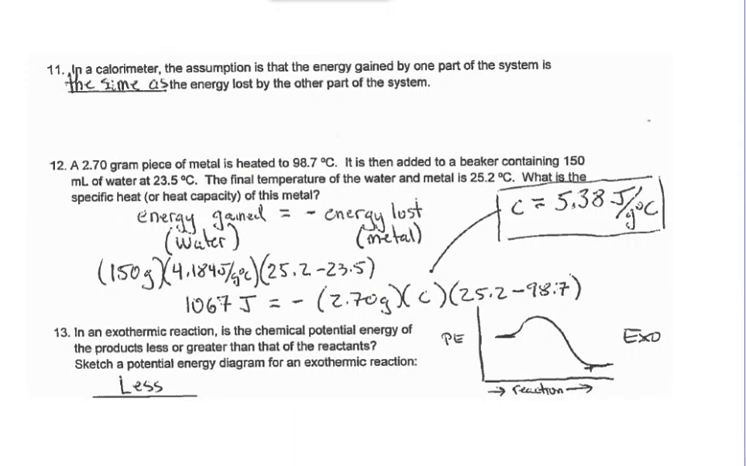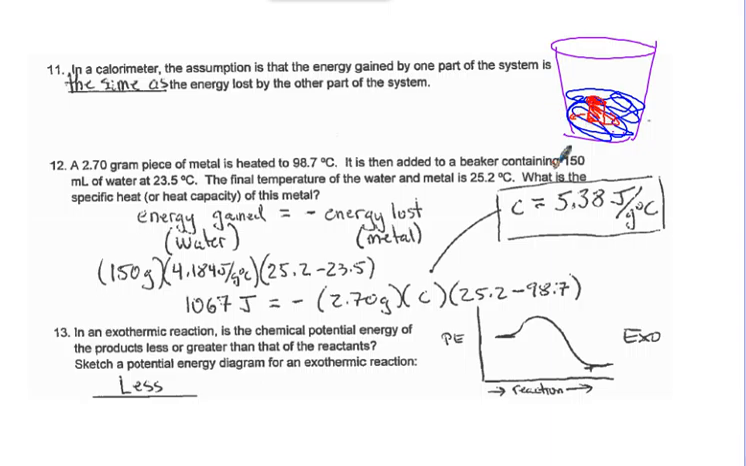Number 11, page 2. There, we flipped the page. In a calorimeter, the assumption is that the energy gained by one part of the system is the same as the energy lost by the other. In class, you did a lab. You had a styrofoam cup. This is obviously a styrofoam cup. Look at it. It's beautiful. And it had water in it. Oh, definitely water. And then you took a hot piece of metal, and you put this hot piece of metal into this water, and the energy came out of the metal and into the water.